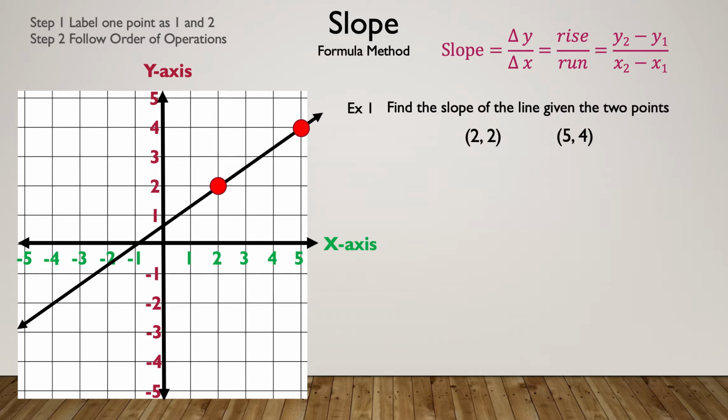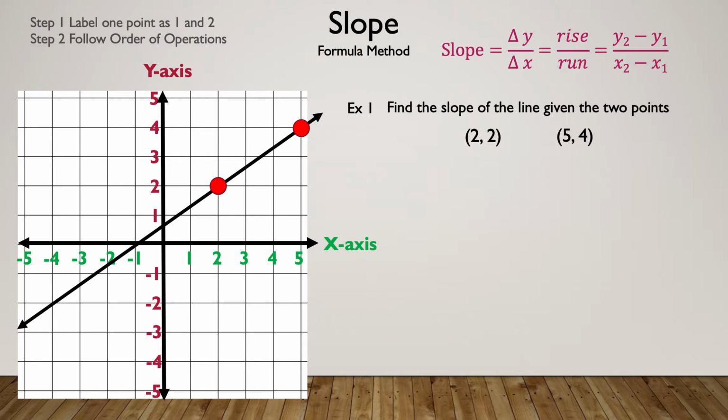Now let's talk about what slope is. Slope is delta y over delta x. And remember, delta is just a fancy way of saying change in. So you can read that as change in y over the change in x, which is equal to rise over run. And remember, rise is the vertical part and run is the horizontal part, and that is equal to the formula y2 minus y1 all over x2 minus x1.